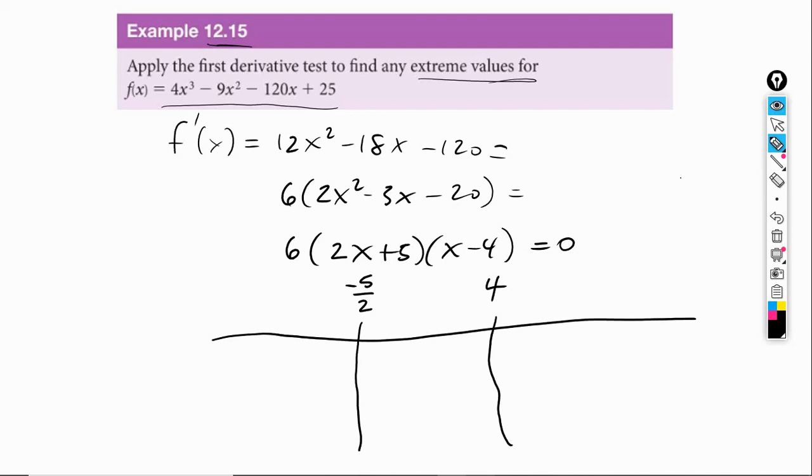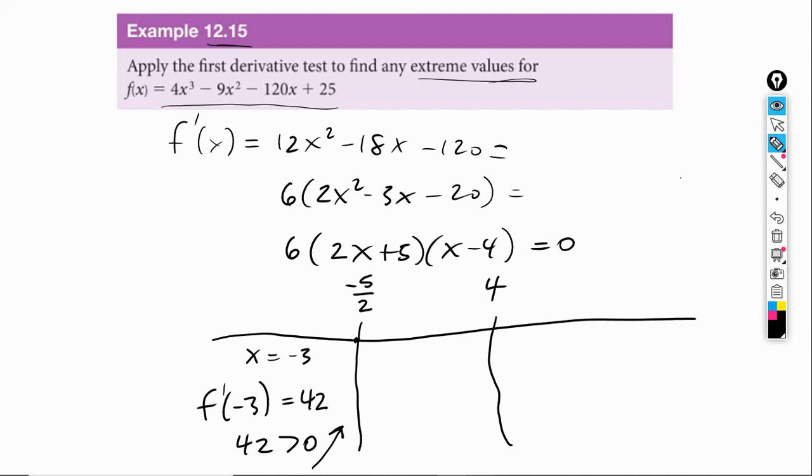So let's plug in a value in the derivative that is less than negative 5 halves. So let's say negative 3. So if we plug that into the derivative, plugging negative 3 into the derivative will give us 42. And 42 is greater than 0. So that means it's increasing. So it's increasing. It reaches a stationary point. So let's see if it keeps increasing or if it goes down.